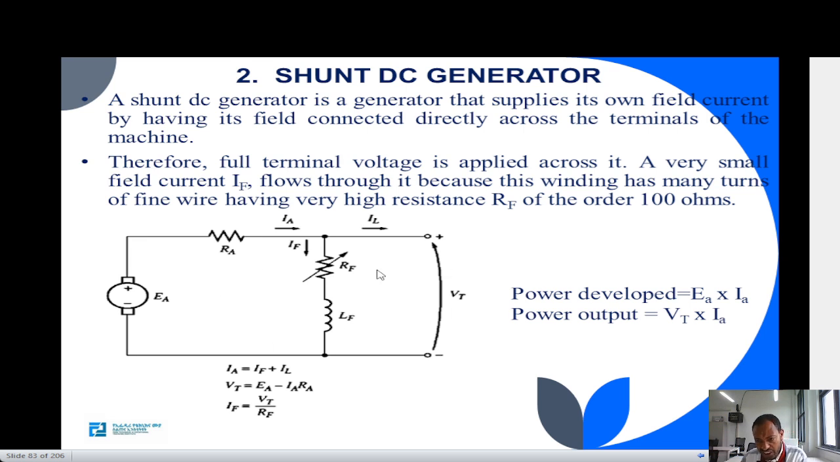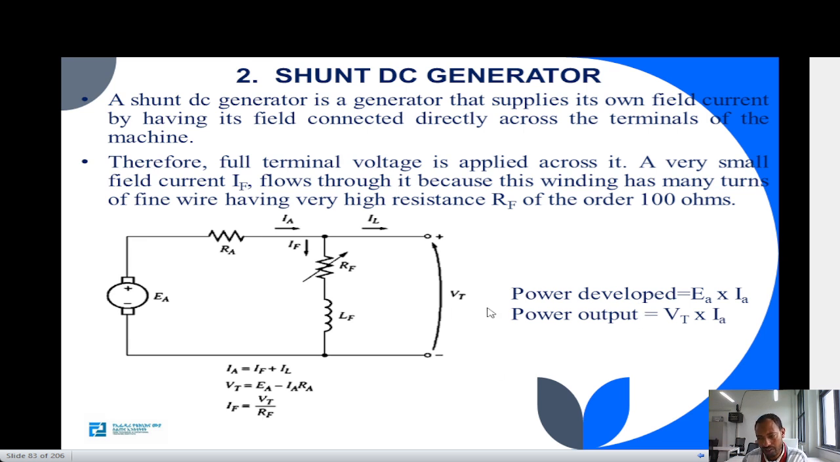For this shunt circuit connection, from our circuit background knowledge, we can write KVL. We get V terminal equals EA or EG minus IA RA. If we write KCL at this point, entering current equals leaving current, therefore I is IF plus IL. Obviously, this field current is in parallel with V terminal, so IF equals V terminal divided by RF. These are very important equations in the shunt circuit that we have to remember.